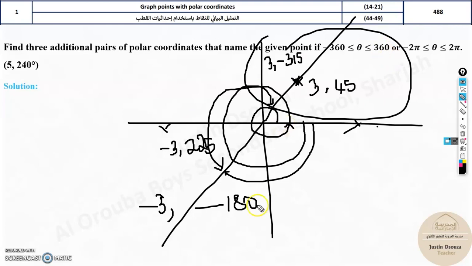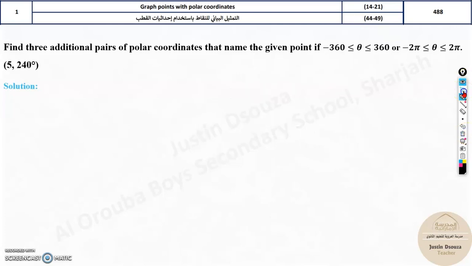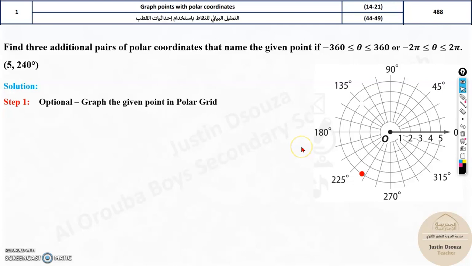Within positive, this would be one answer and this would be the answer. Now let's look into the problems. You'll understand much better. Here we have to graph. It's better to graph. Now 240 degrees is somewhere over here, and 5 means it's on the fifth line. So it's 1, 2, 3, 4, 5 radius, and we have 240 degrees from here to here.